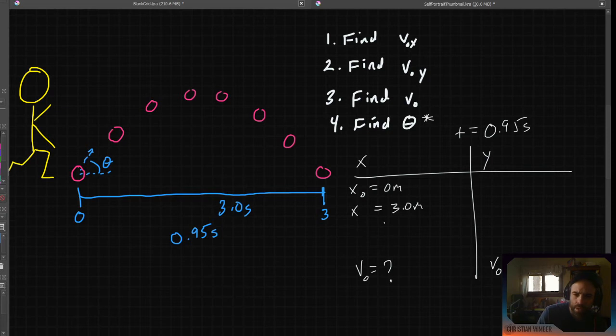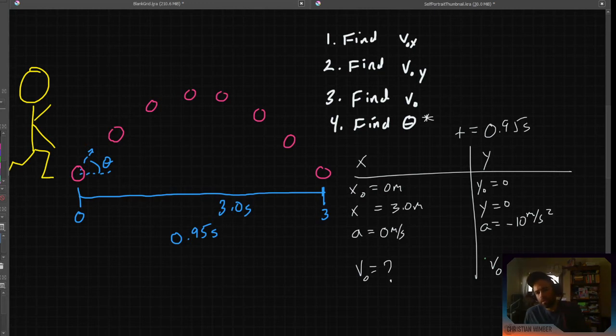We know that there is no acceleration left or right. Vertically, we know that the ball starts off at spot 0 and ends at spot 0. So that makes things pretty easy. The acceleration is negative 10 meters per second squared. And again, we're looking for that initial velocity. So hopefully, given that information, we should be able to find all the other things that we're looking for. Go ahead, take a moment, pause it, see if you can figure out how to do it.